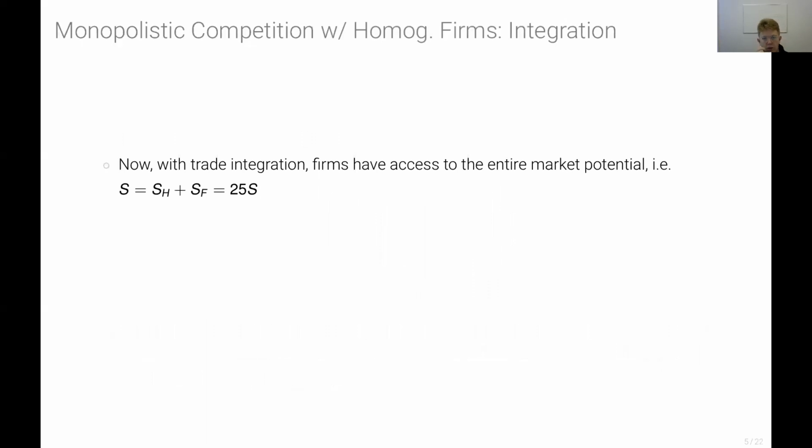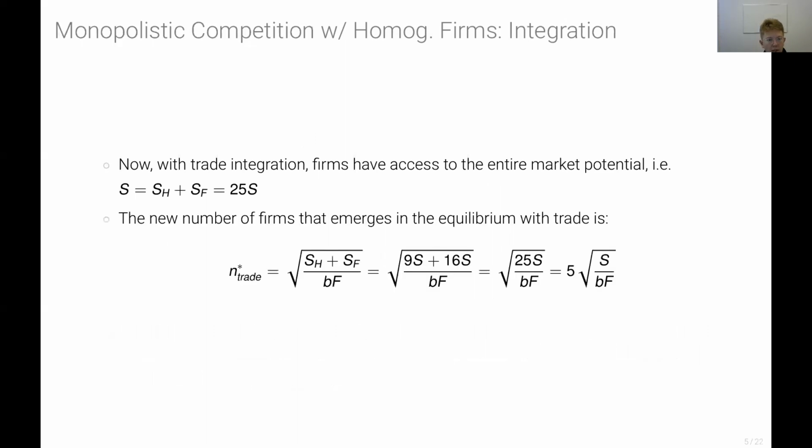Now with trade integration, firms are going to have access to the entire market. The new market is just going to be the sum of the markets in the respective countries. If we add up S_H and S_F, the new market size is 25S. We plug that into the same formula, and we get that the new number of firms is equal to 5 times the square root of S over BF.